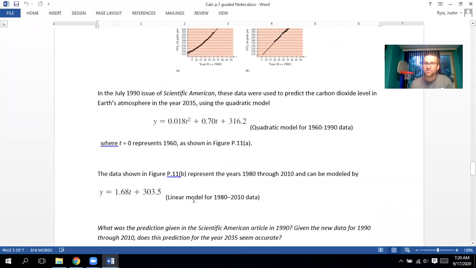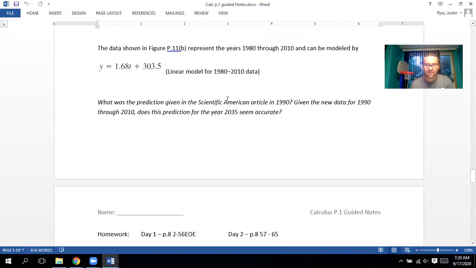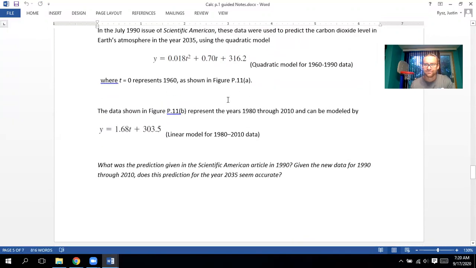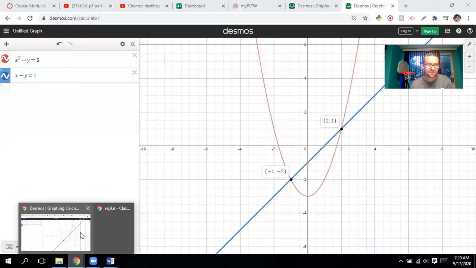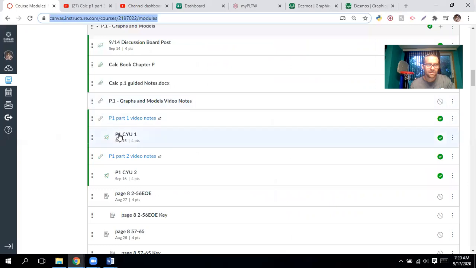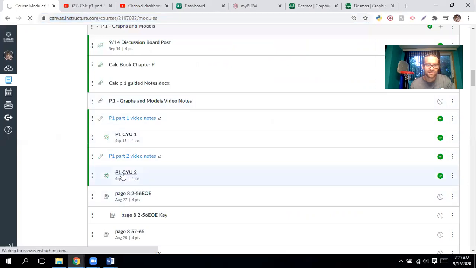So keep in mind when you read story problems, what is the independent variable? What would be the number you plug in? Like in this case, the time, t, is in years. And then what's your dependent variable? What do you get as a result? In these problems here, they talk about carbon dioxide levels. I don't think you have to worry. In fact, let's look at the CYU that you guys have to do for this section. CYU 2, I think.